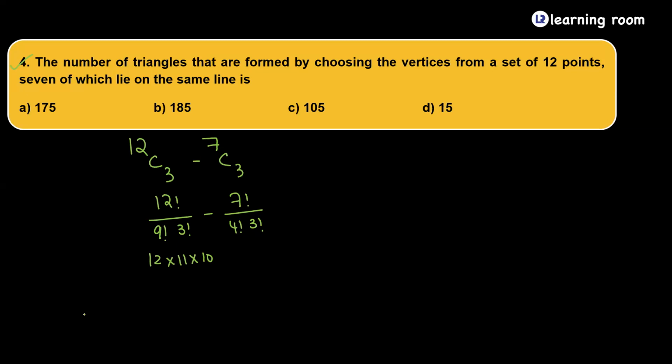So 12 into 11 into 10, the whole divided by 6. Because 9 factorial will get cancelled, 3 factorial is 6, so it will go 2, so it will be 220. Minus 7 factorial, how you write it as? 7 into 6 into 5 into 4 factorial will get cancelled, the whole divided by 6, so 6 and 6 will go. So 220 minus 35. So you're going to get 5, it will become 11. So answer will be 185. And this should be the option. Is the point clear? Yes.